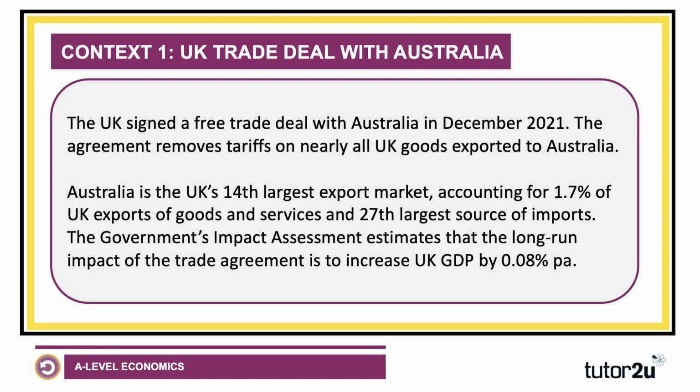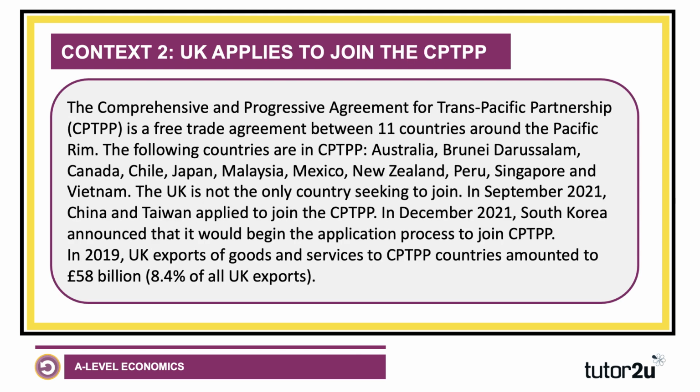Let me give you 3 bits of context just for information anyway. The UK signed a free trade deal with Australia at the back end of 2021. Australia is our 14th biggest export market, but it only accounts for less than 2% of our trade. And the UK government's impact assessment estimates that in the long run this trade agreement is going to add a little per year to our GDP.